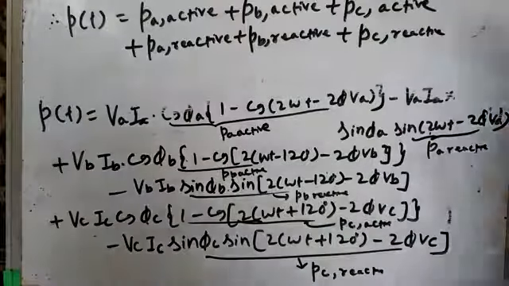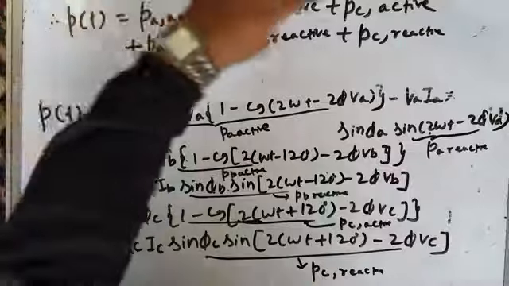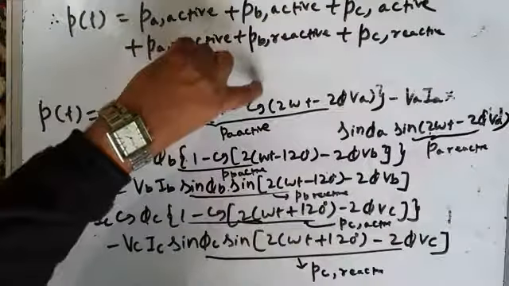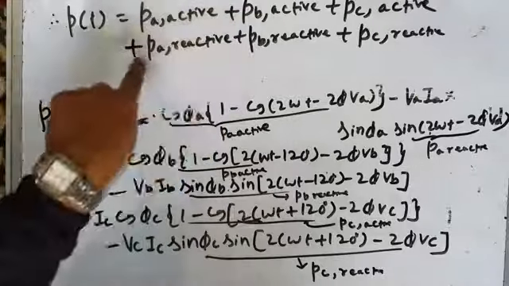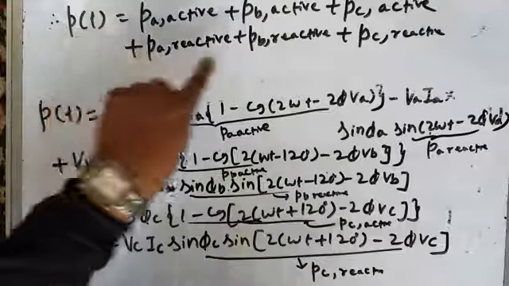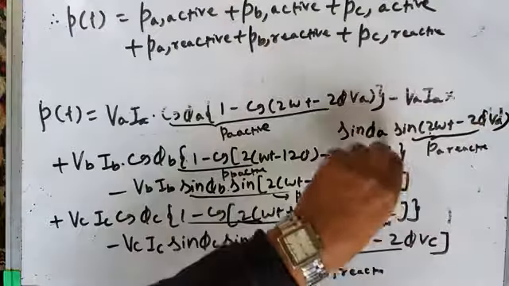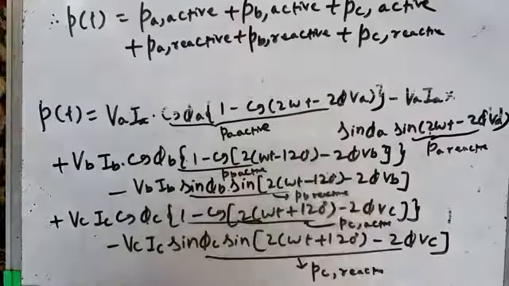So that means the instantaneous power in a three-phase circuit is the sum of three instantaneous active powers, PA active plus PB active plus PC active, which are given by the first terms of this equation, plus the instantaneous reactive powers in the three phases, PA reactive plus PB reactive plus PC reactive, which are given by the second terms of this equation, the terms involving sine.